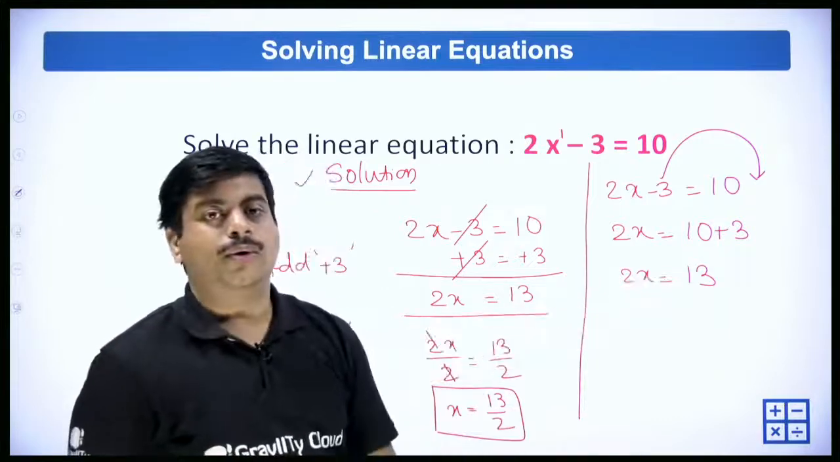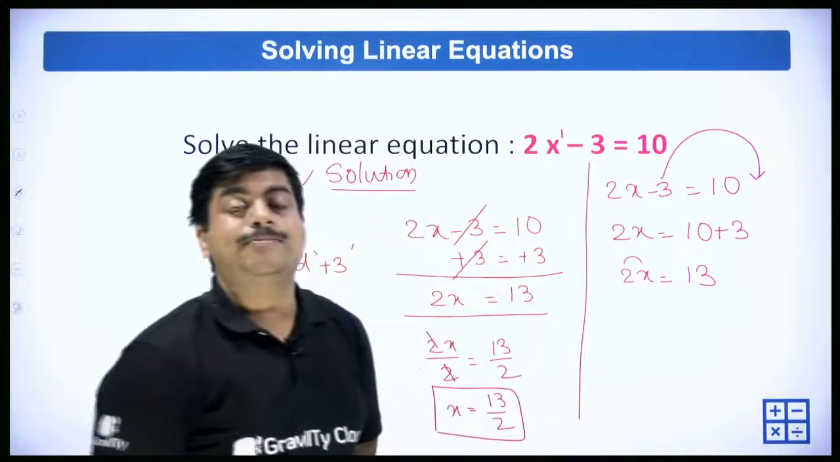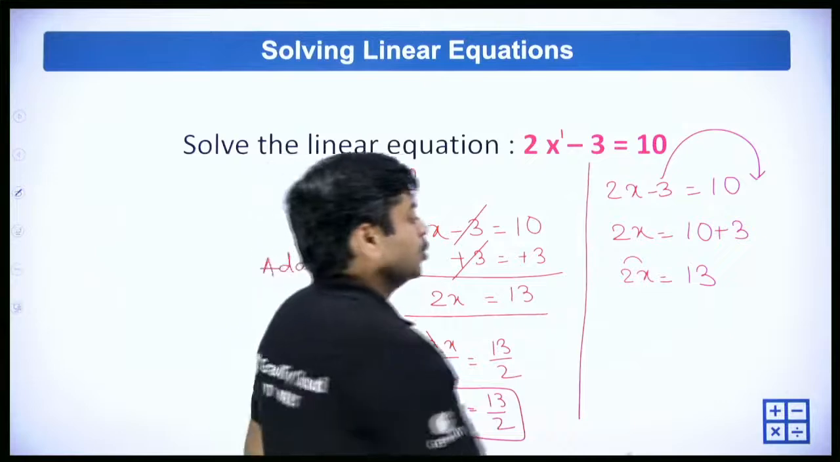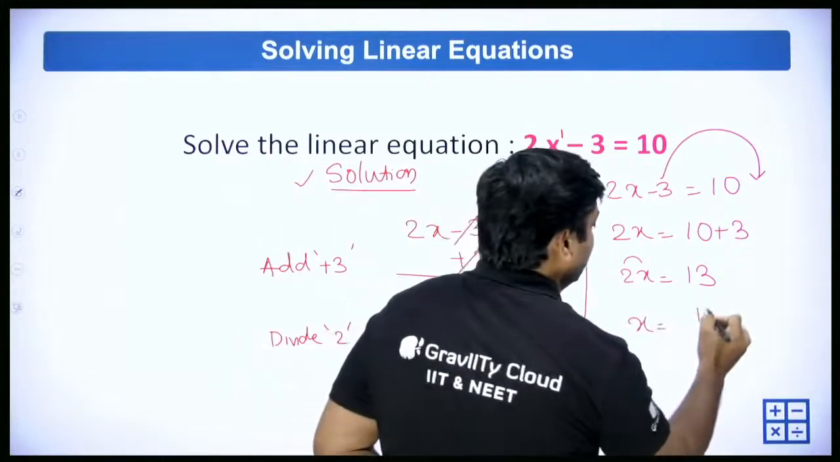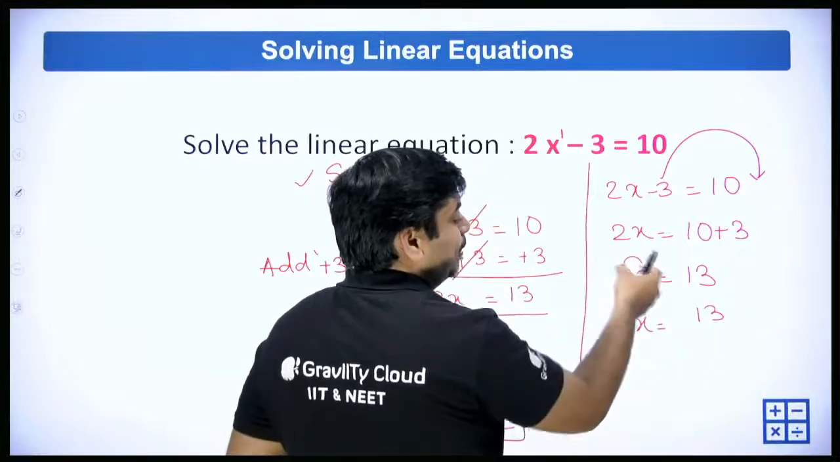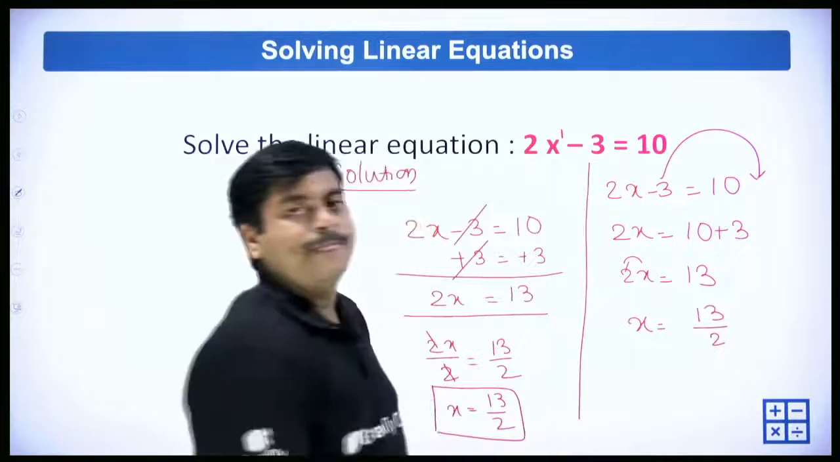Divide with 2, because 2 is being multiplied. So we'll divide that one to eliminate. Okay, so x is equal to 13. This 2, which is multiplied, will come down and will divide on the other side.